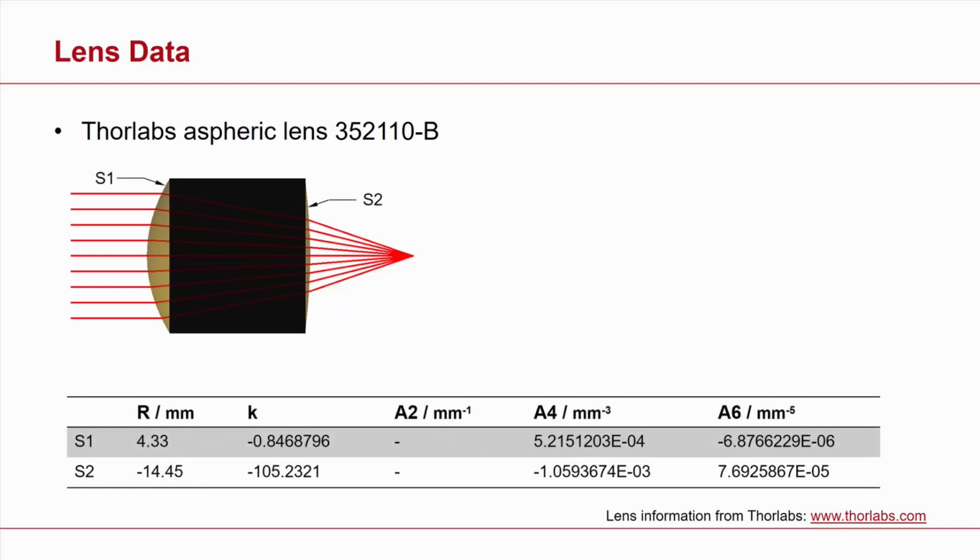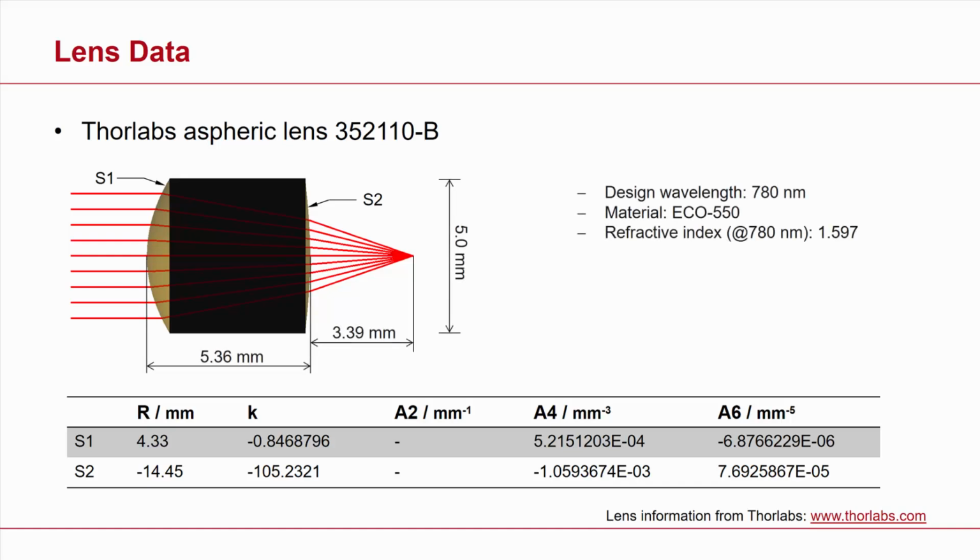Nevertheless, the lens data can still be found in datasheet form, and we make a summary of the necessary parameters here. It consists of two aspheric surfaces. It is made of Eco 550 at a design wavelength of 780 nanometers. In what follows, we will construct an aspheric lens according to these data.